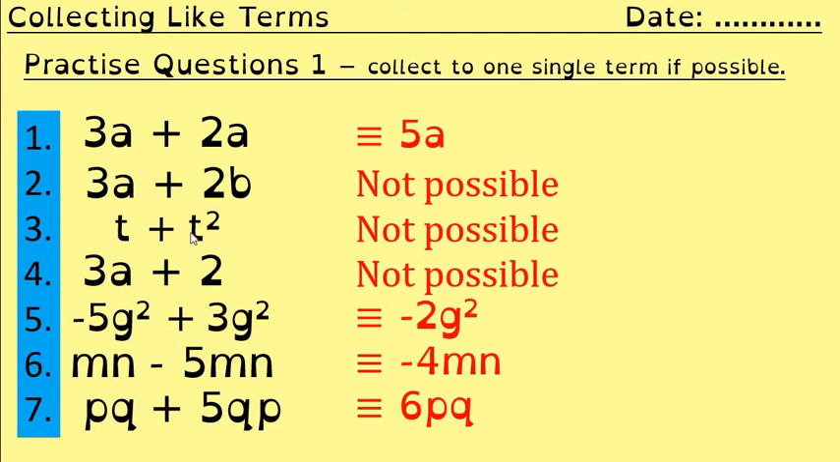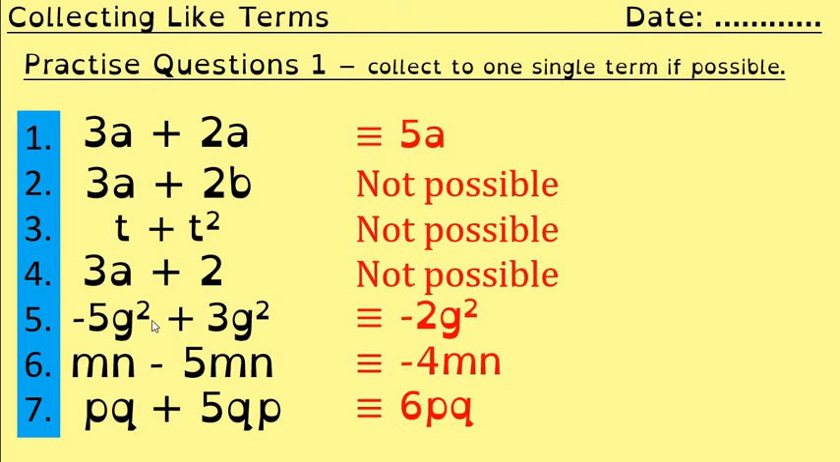The same is for positive t and positive t squared, they're unlike terms, so they can't be collected up, it's not possible. Positive 3a and positive 2 are unlike terms, so they cannot be collected to one single term, it's not possible. They can only be rearranged, these three.